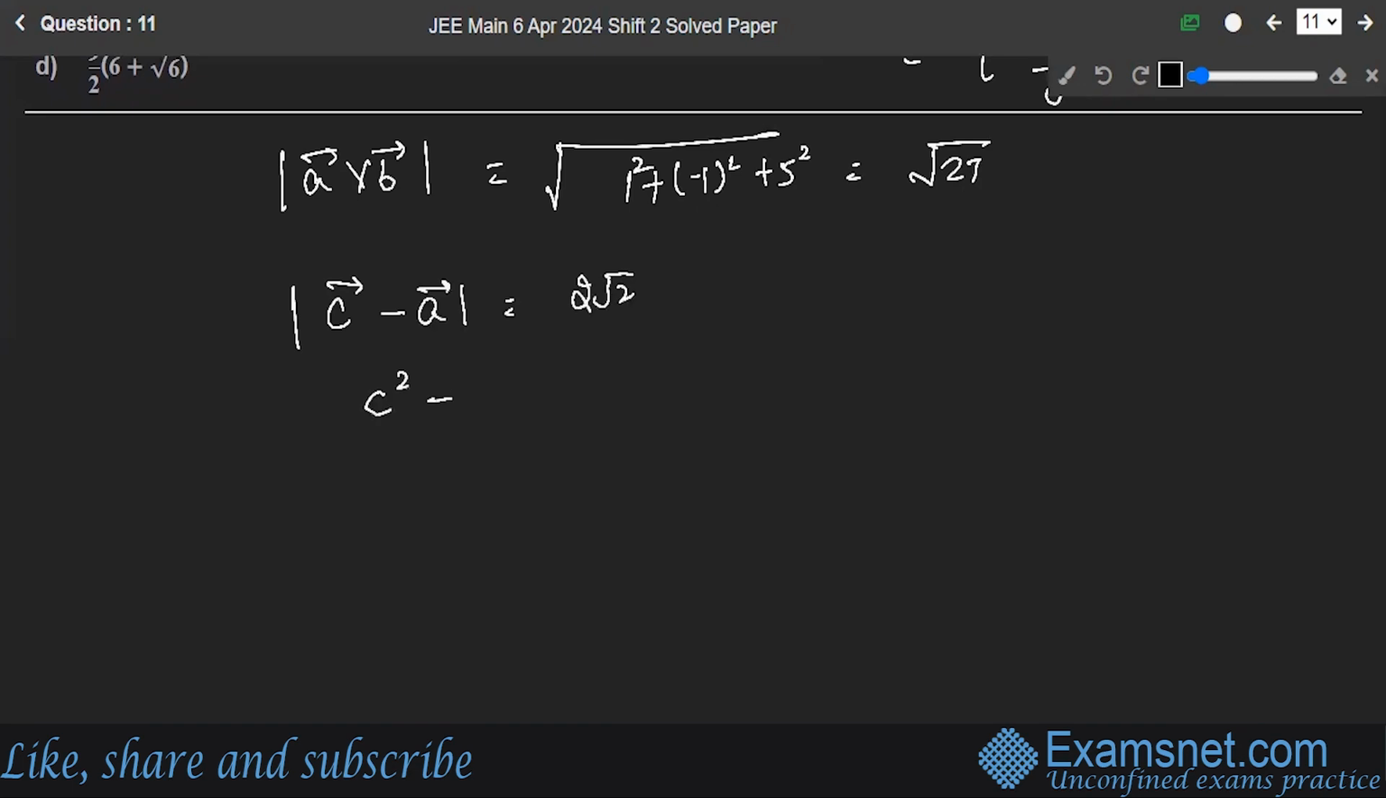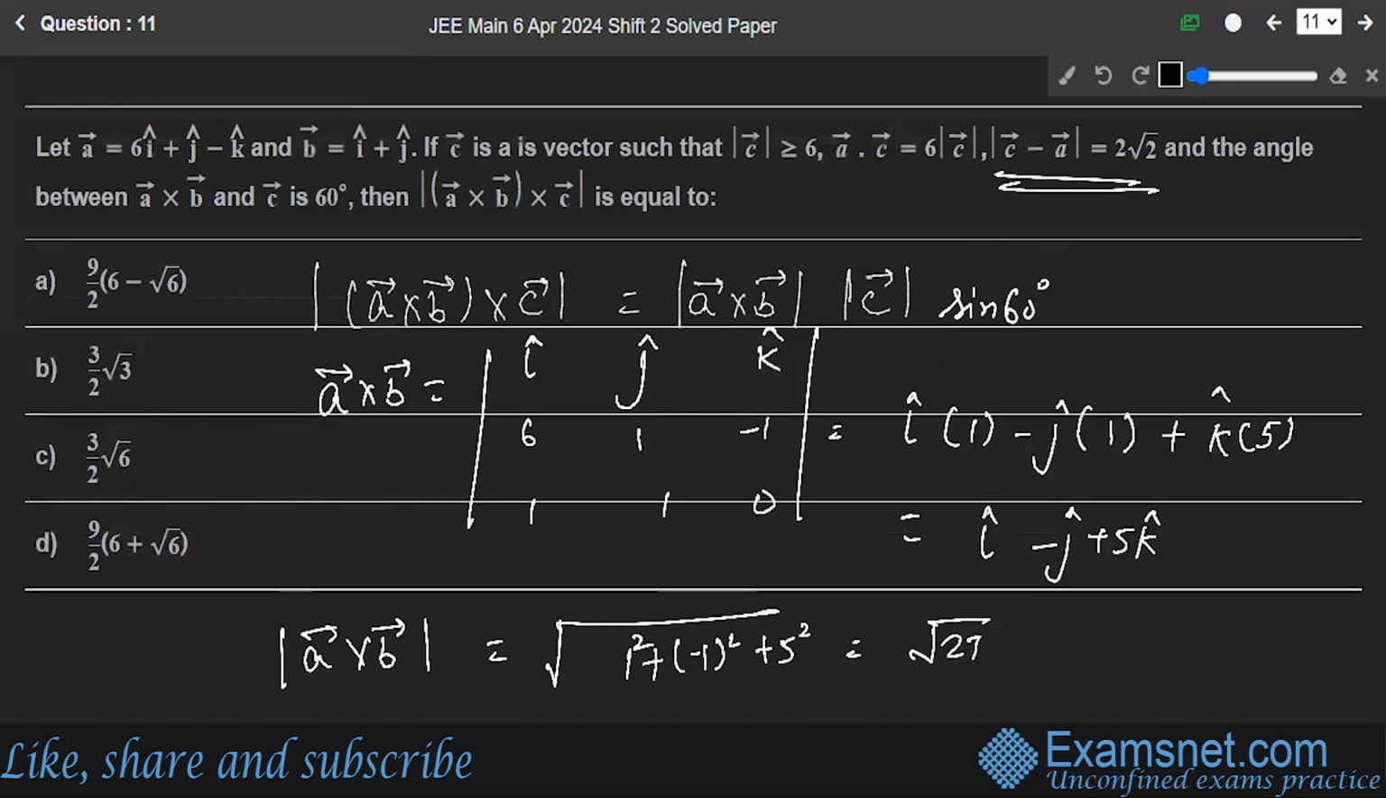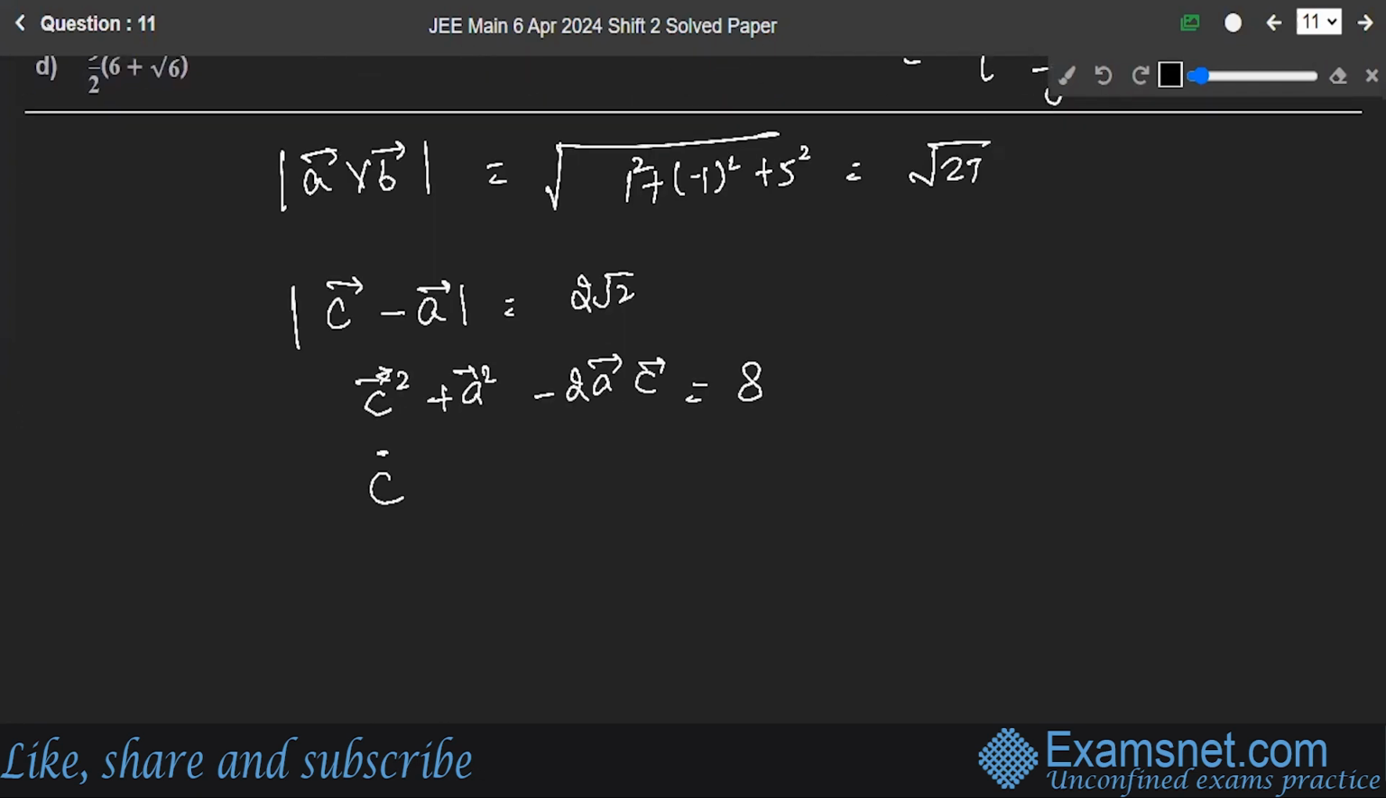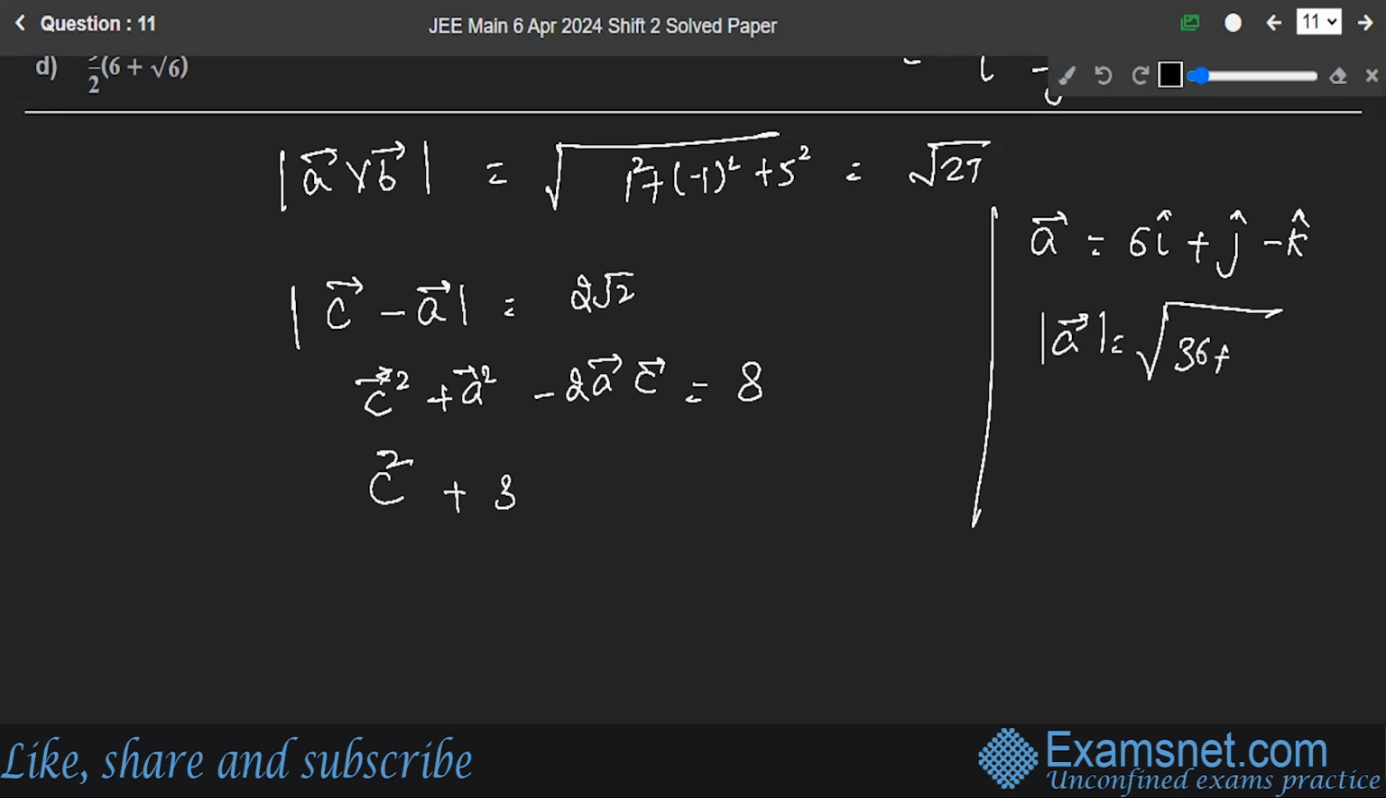Squaring both sides, you have c squared plus a squared minus 2 a vector dot c vector equal to 8. You are already given that a dot c vector is 6 times the magnitude of c. So let's calculate c squared and a squared. a was equal to 6i plus j minus k, so the magnitude of a squared is 36 plus 1 plus 1, that is 38. So you have 38 over here, and this will be minus 12c, equal to 8.